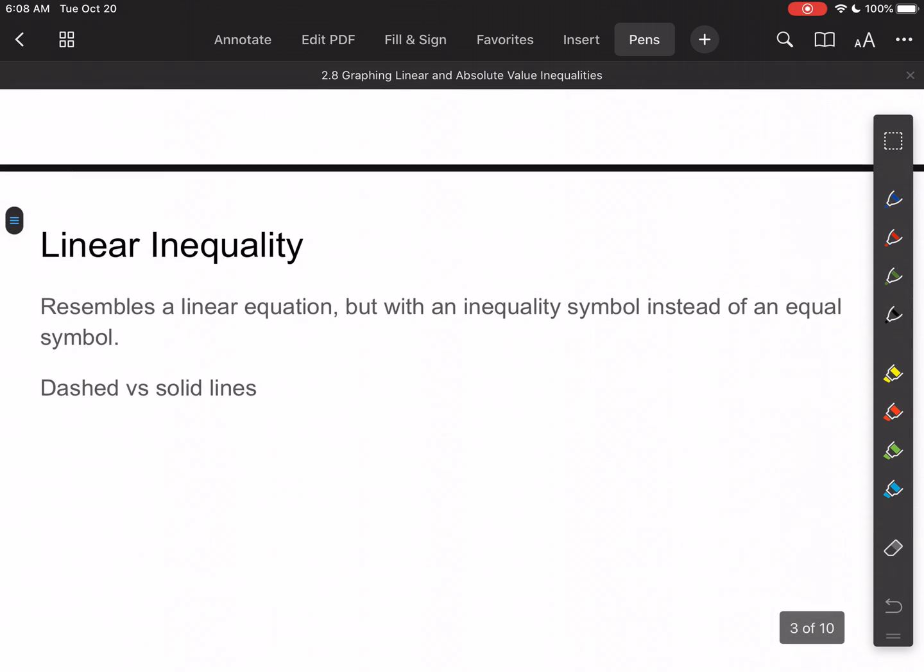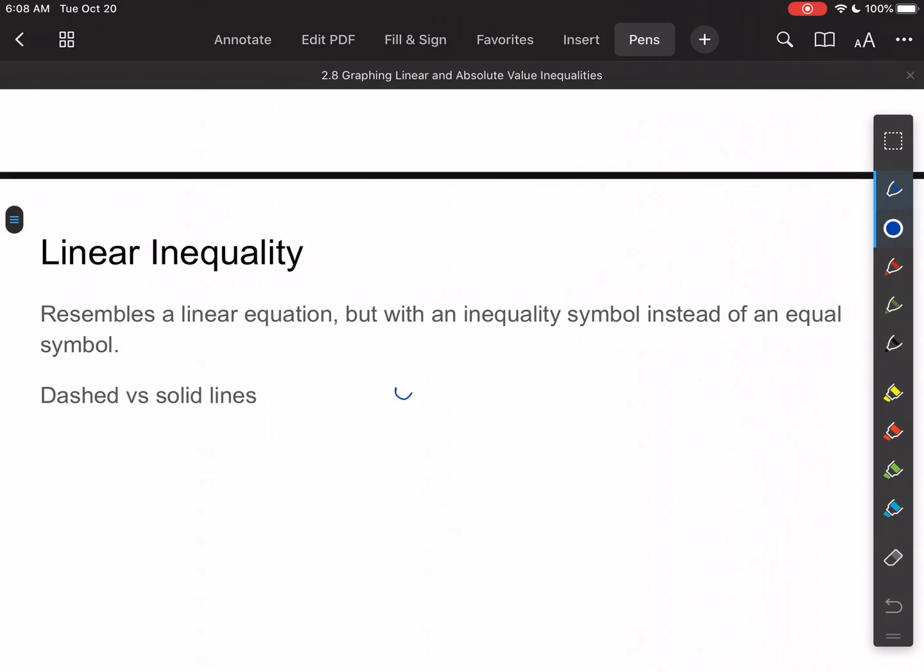So, linear inequalities. These are essentially lines. They resemble a linear equation, but with an inequality symbol instead of an equal symbol. You'll remember, hopefully, that if you had something like y equals 2x plus 1 and graphed it, you would have a line that starts at 1 and goes up 2 over 1, or down 2, back 1.